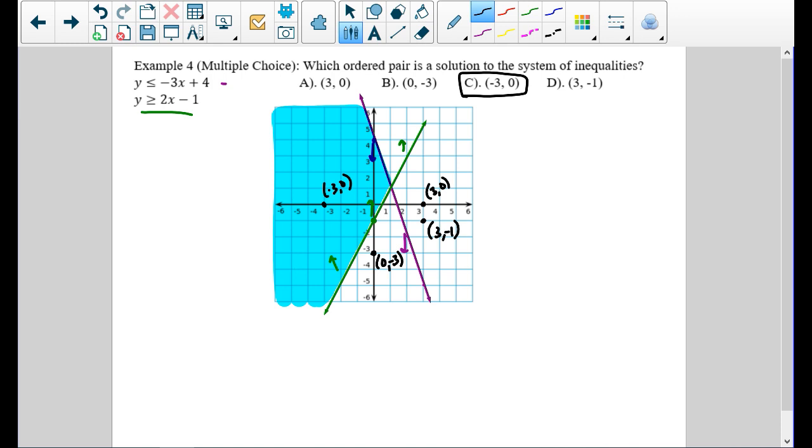Now again, remember, a lot of times when they have these multiple choice questions, you're going to be given a point on the line. If it's a solid line, that's part of the solution. If it's on a dotted line, it is not part of the solution. Okay, so just kind of remember that when you get these multiple choice type questions.